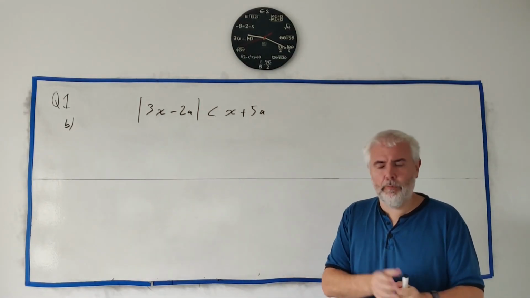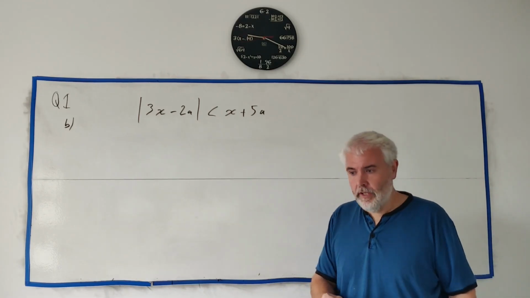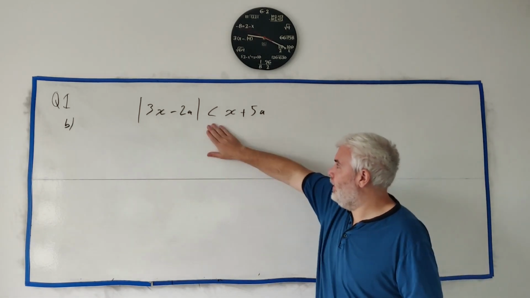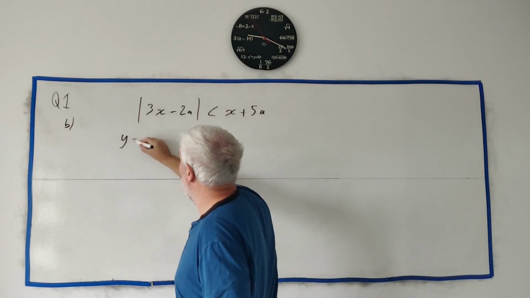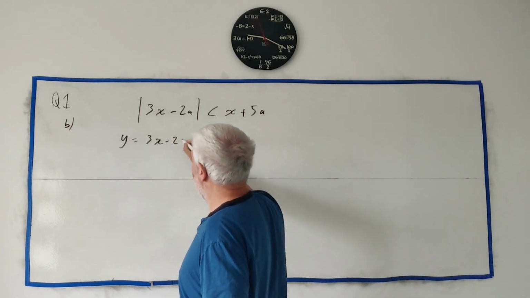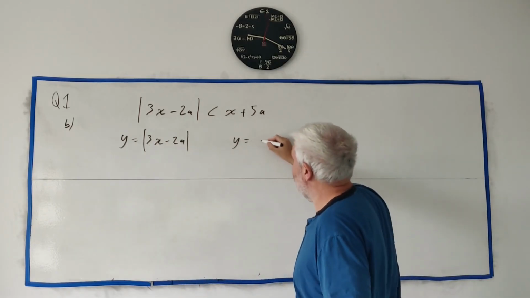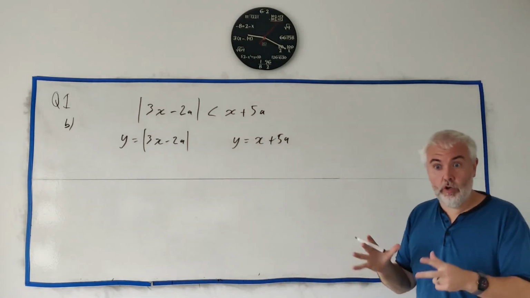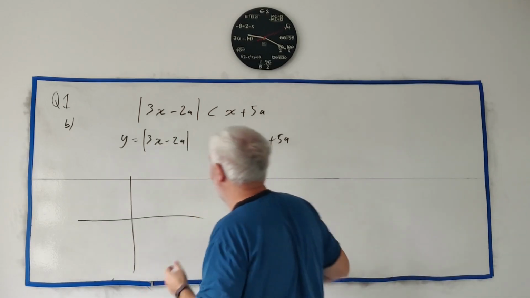But a much simpler and more elegant way to do it is to use drawings, just like we did in part A. So how you do that is, in an inequality, take both sides separately. So for example, the left side will become y is equal to 3x minus 2a, and we're going to draw that picture. The right side will become y is equal to x plus 5a, and we're going to draw that picture, and we're going to draw them on the same picture. So let's set up an xy axis here.